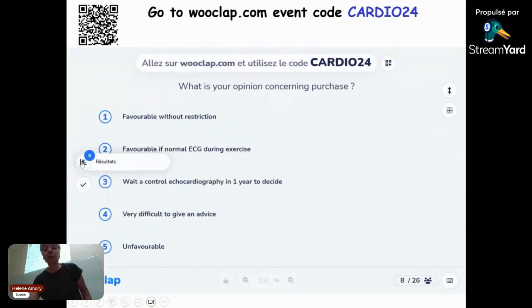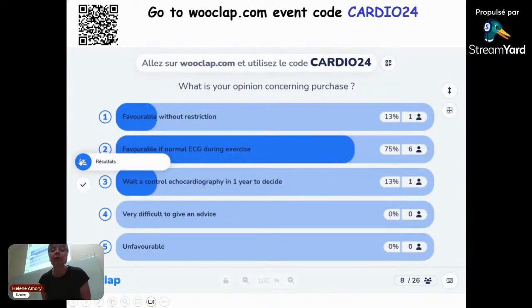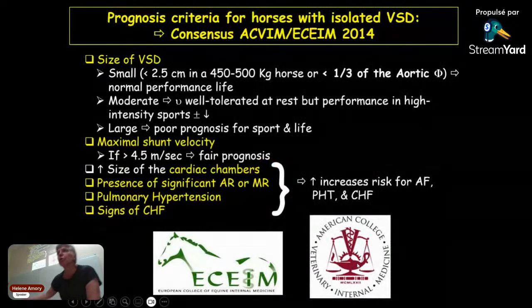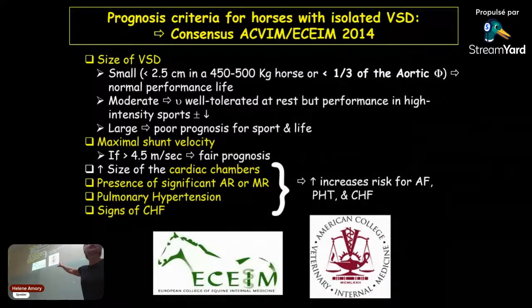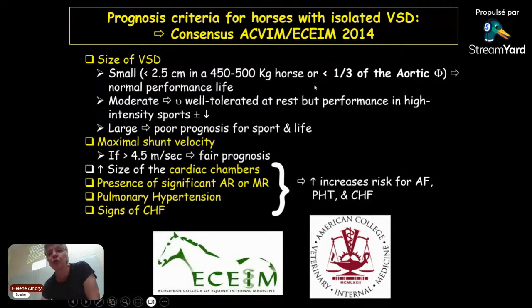And your advice was, okay, rather favorable, suggesting an ECG during the exercise. This is a good idea. In fact, if you have a look at what the consensus says, this is a slide of yesterday, okay? In such a case, they will be very positive. They say the size of the septal defect is really small, and the maximal shunt velocity is higher than 4.5, okay? I had no increase in cardiac chambers.